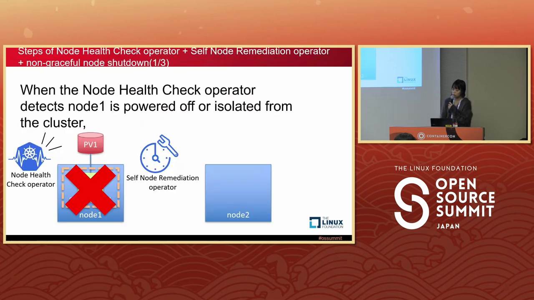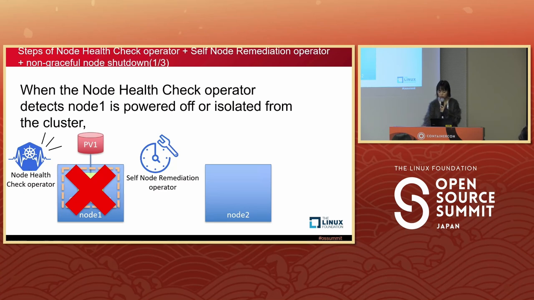And also I will talk about the steps of node health check operator and self node remediation operator and non-graceful node shutdown. Before using node health check operator, you can define unhealthy status in a YAML file. For example, when the control plane does not get a heartbeat for, by default, more than 40 seconds.